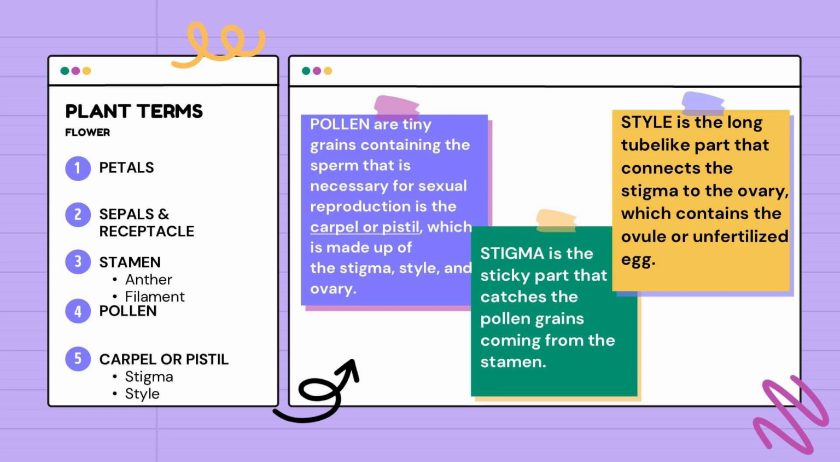C-R-O-S-S-P-O-L-L-I-N-A-T-I-O-N. Cross-pollination. Usually, kapag po self-pollination, kahit wala pong bees or any animals or any agents, mangyayari po ang pollination. Ang kailangan lang po dyan ay yung tinatawag natin na wind, okay? Kasi there is a possibility na yung pollen from the stamen ay tatangayin ng hangin papunta kay pistil.